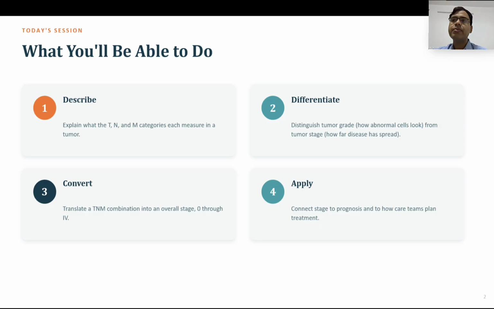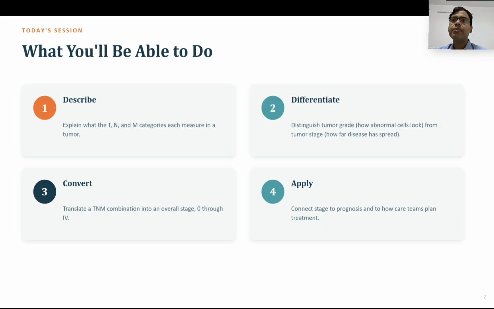So we have T1, T2, T3, T4. We've got N1, N2, N3, and M0 or 1. So using these various permutations and combinations, we arrive at what is known as the stage of the disease. Also, you should be able to connect the stage with the prognosis.